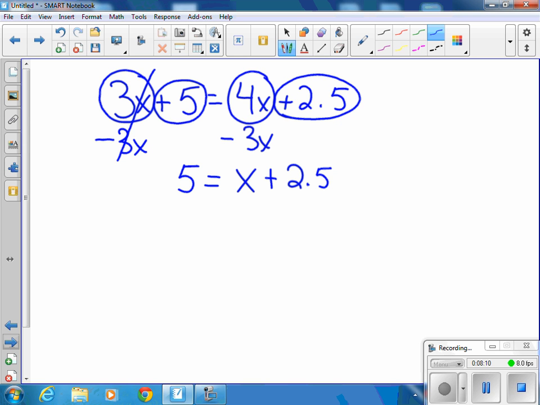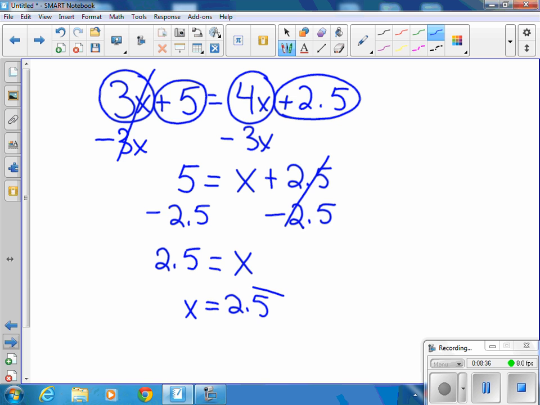To do so, I'm going to subtract 2.5 from the right-hand side. And I'm also going to subtract 2.5 from the left-hand side. Keep my equal signs nice and lined up. This cancels out. I get x here. And 5 minus 2.5 is going to give me 2.5. Again, let's switch it around. So x is first. So x is equal to 2.5.